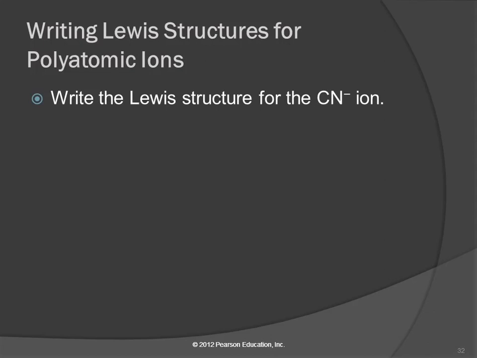So let's do cyanide ion. The first step is to figure out how the different atoms are connected. There's only two atoms here, so that doesn't really require a lot of thinking. It must be carbon connected to nitrogen. And then we need to identify how many valence electrons there are. Carbon has how many? 4, because it's in group 4A. And nitrogen has 5, it's in group 5A. And then this negative charge means that we add 1 electron. So we end up with 10.